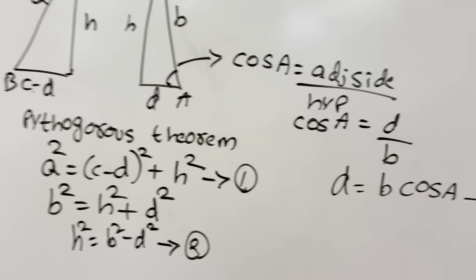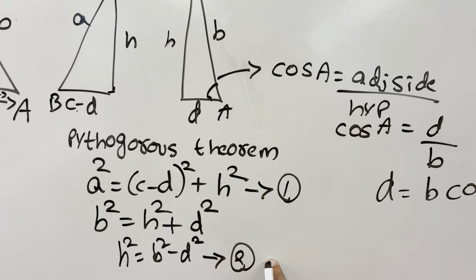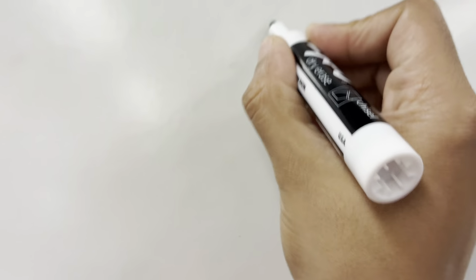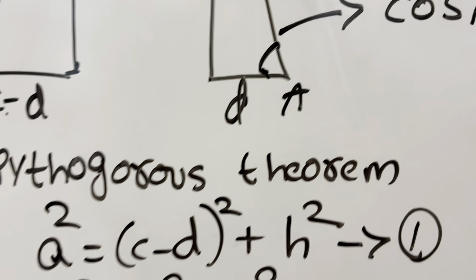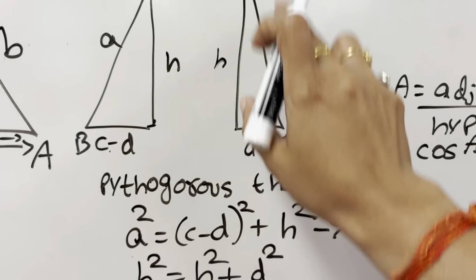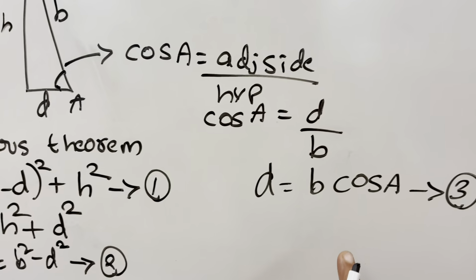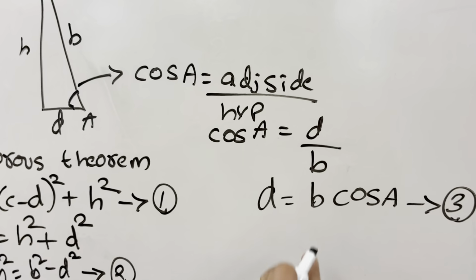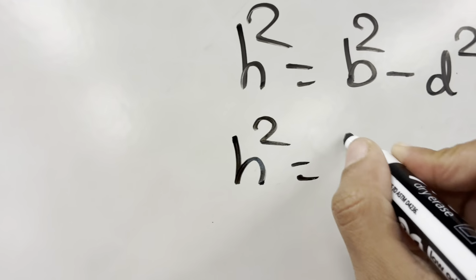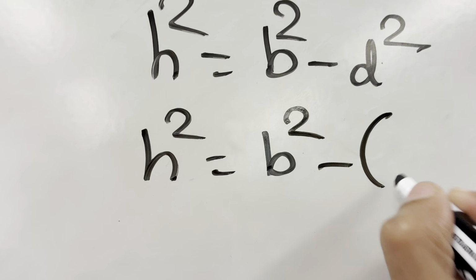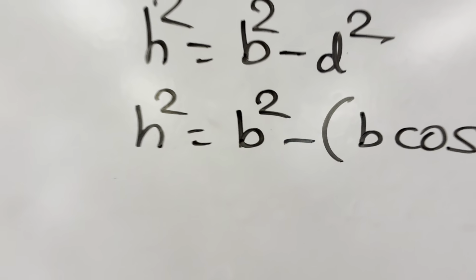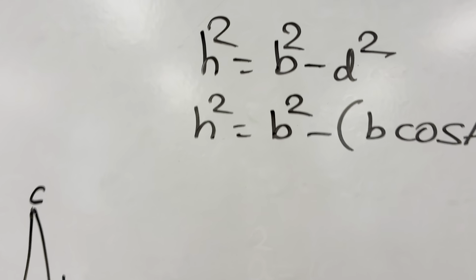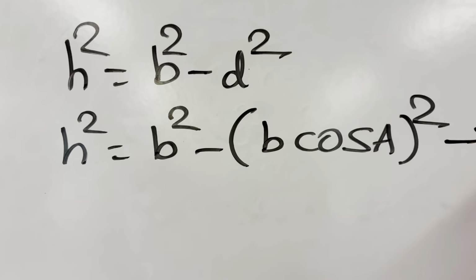Now, I'm going to resubstitute equation 3 in equation 2. So let's rewrite equation 2 here. h squared is equal to b squared minus d squared from the second right angle triangle. And I'm going to substitute the cosine of angle A application here, where the side length d is b cos A. In this equation, h squared is equal to b squared minus, and in the place of d, I have b cos A whole squared. Okay.